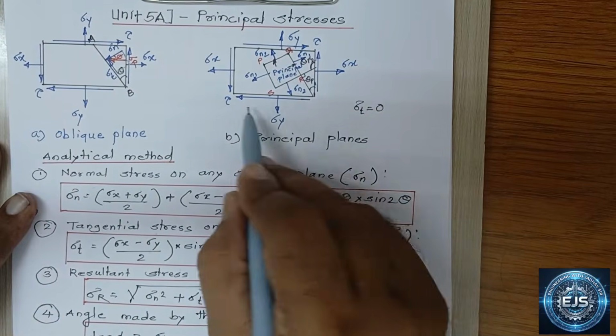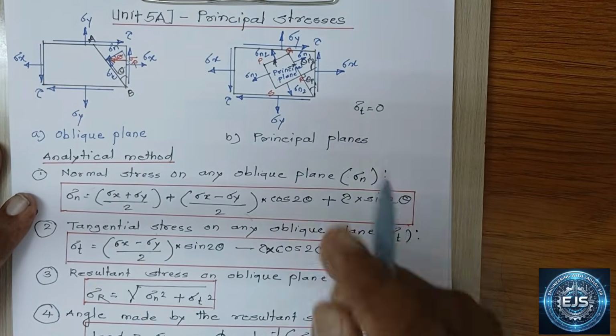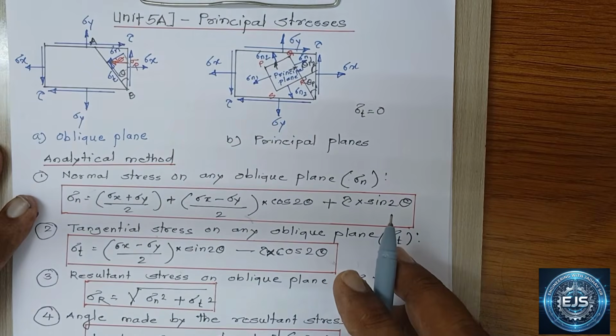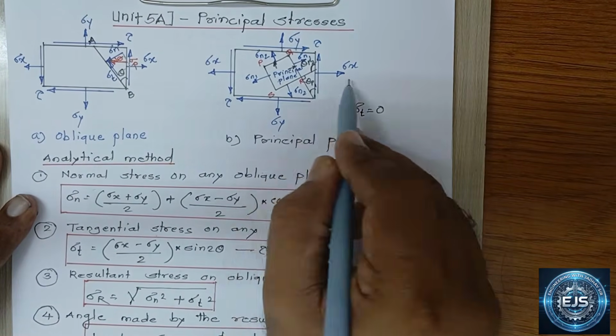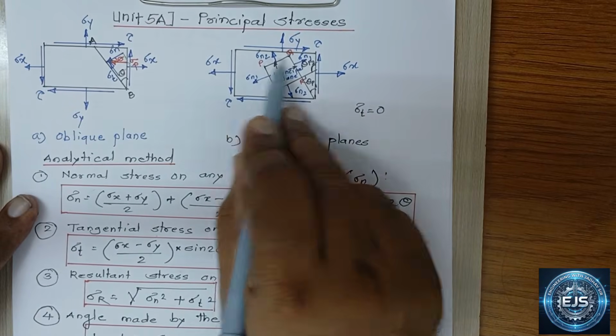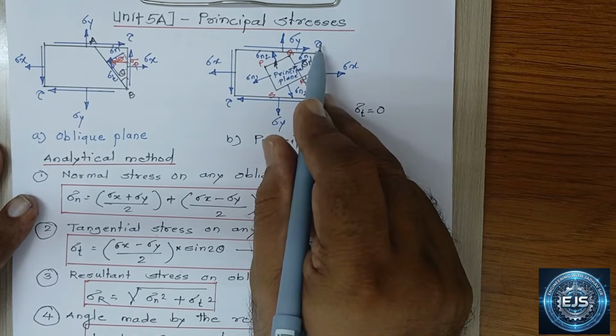सेकेंड फिगर में हम समझेंगे प्रिंसिपल प्लेन्स क्या है और उस पे प्रिंसिपल स्ट्रेस कौन से एक्ट हो रहे हैं. So same component which is subjected to biaxial stresses, that is sigma x and sigma y, along with the torsional shear stress of magnitude tau.